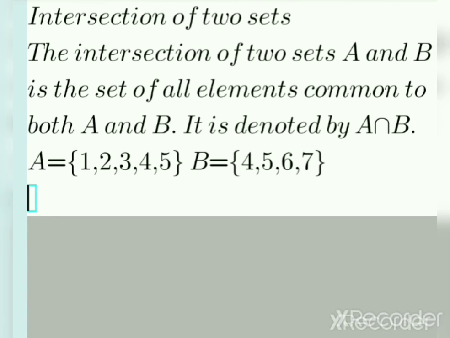Now A intersection B is equal to... So look at the sets. In set A we have 1, 2, 3, 4, 5 and set B we have 4, 5, 6, 7. So what are the elements common in both the sets?